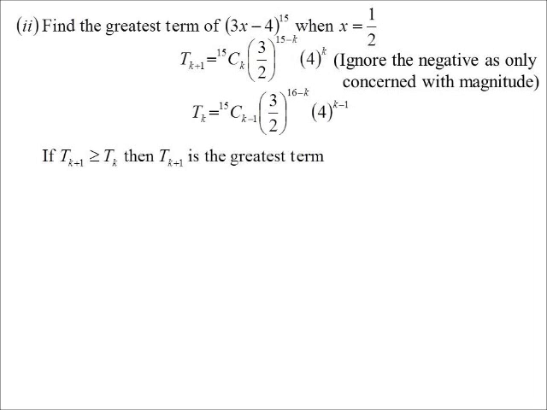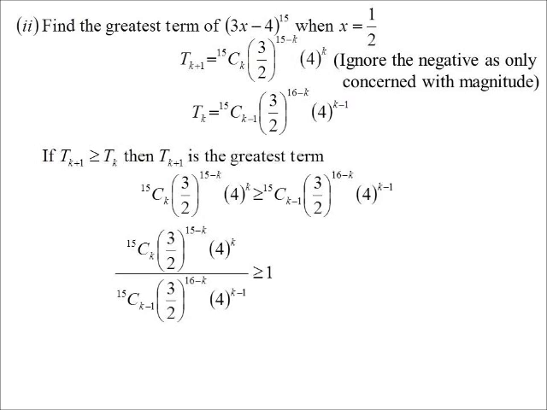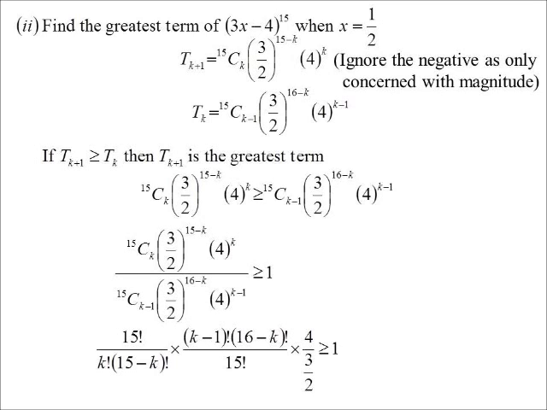Okay, same statement. If term k plus 1 is greater than or equal to term k, then term k plus 1 would be the biggest. So put it in, as I say, exactly the same as the last one. So let's divide and get it greater than or equal to 1. Okay, so I've got 15 factorial and k factorial, 15 minus k factorial, and the other one 15 factorial, k minus 1 factorial, 16 minus k. Now sorting out the numbers, 16 minus k is the bigger, so 3 on 2 is on the bottom of the fraction, and 4 is on the top because k is bigger there.